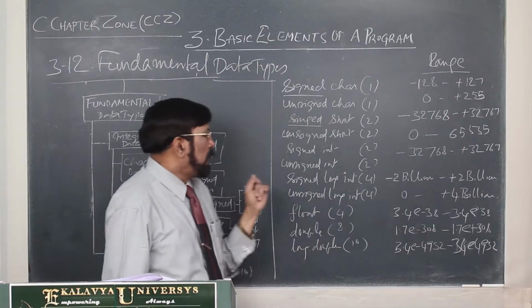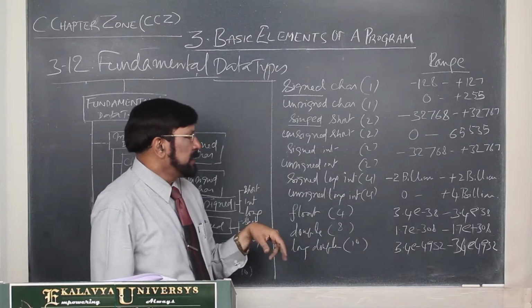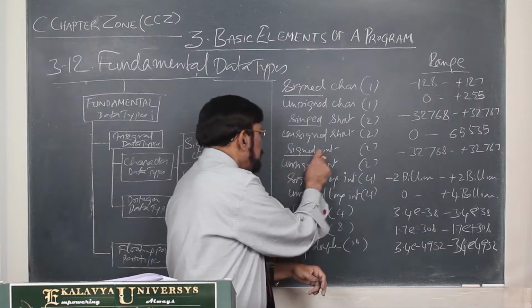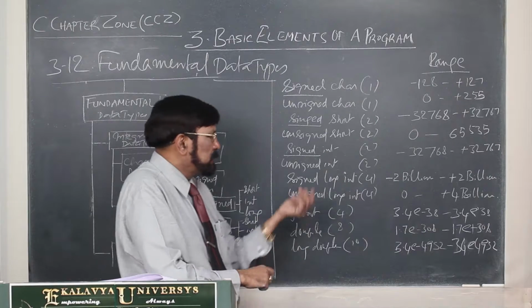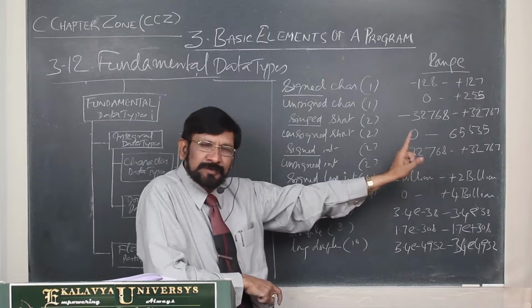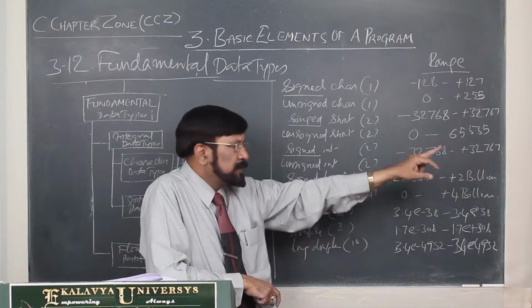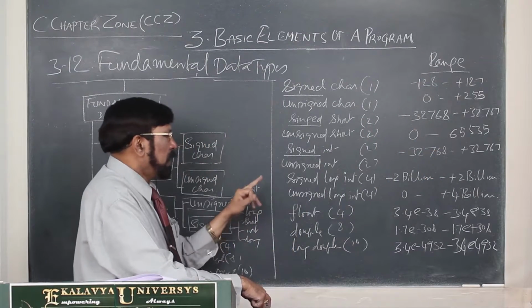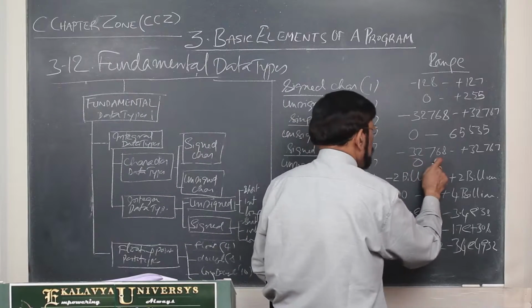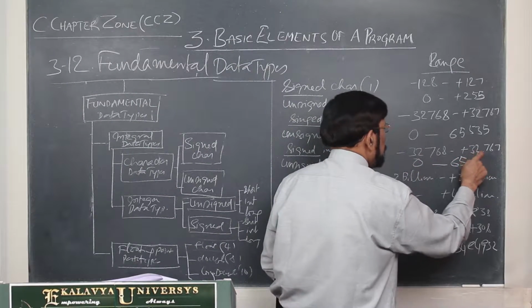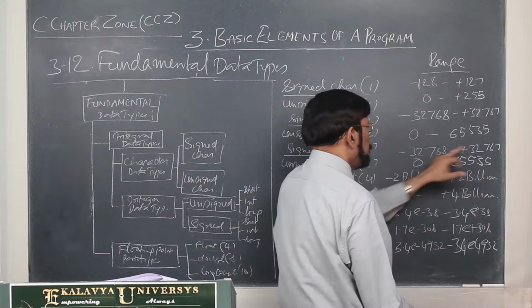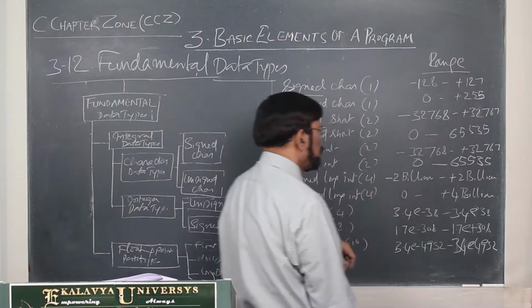65,535. And if you come to signed int, then again 2 bytes, signed by default is applicable, it is not compulsory to write. Its range is minus 32,768 to plus 32,767. And unsigned int again 0 to 65,535. This is the sum of absolute values of both.